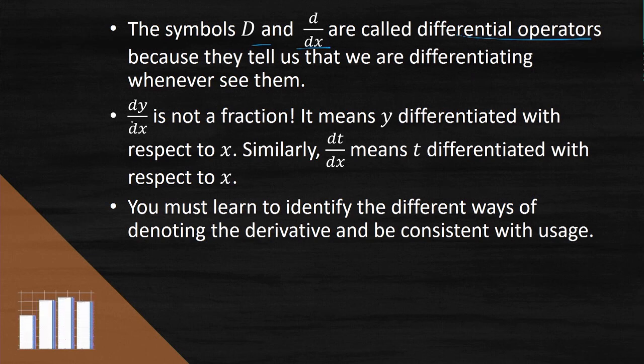Remember that dy over dx is not a fraction, so this is not a dividing line. All it tells us is that y is being differentiated with respect to x. So similarly, if you saw dt over dx, that will tell you that you're differentiating t with respect to x. Now you guys need to know all the different ways and the different notations that you can represent that you are finding the derivative.